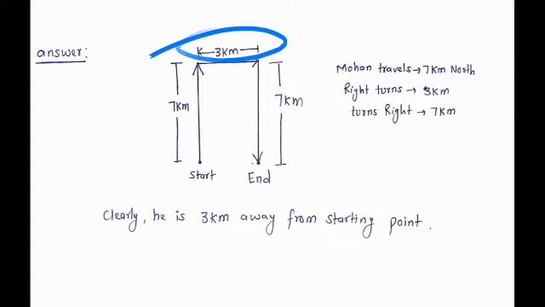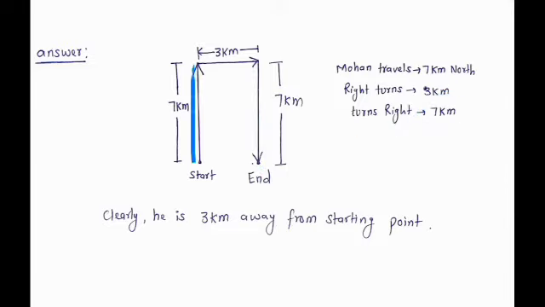And then he took a right turn. So from this point, where will be my right turn? We were moving towards east direction. So from east, my right turn will be towards south. My left turn will be towards north. Okay. So he took a right turn. It means he will be moving towards south direction. South means downward. So if he is going downward, he will be moving 7 kilometers.